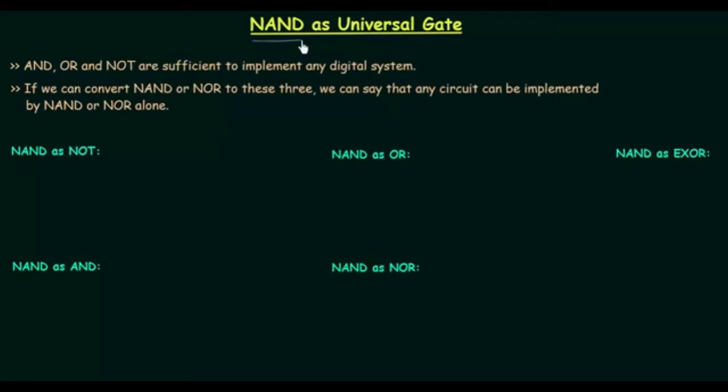Two universal gates, NAND and NOR. We call them universal gates because we can implement any digital system by using NAND or NOR. Now I have to prove this statement. NAND and NOR are called universal gates, and for this we will first revise basic gates.